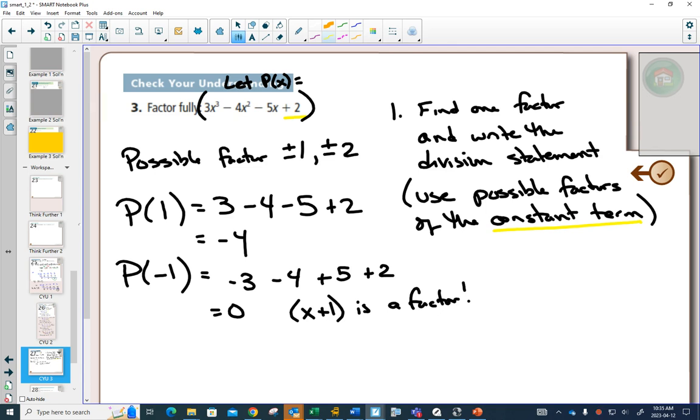So step 1, we needed to find one factor, and we need to write the division statement. In order to write the division statement, we have to use synthetic division to divide. Question about the minus 1? Yeah, minus 4. It's still minus 4 because minus 1 squared would be plus 1 times that negative 4.